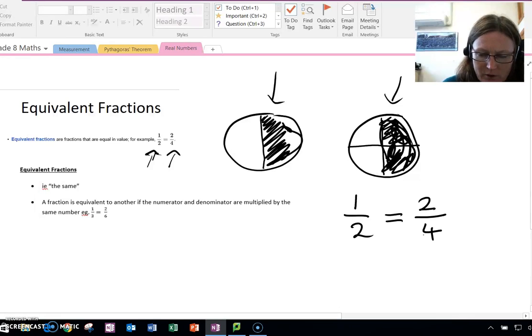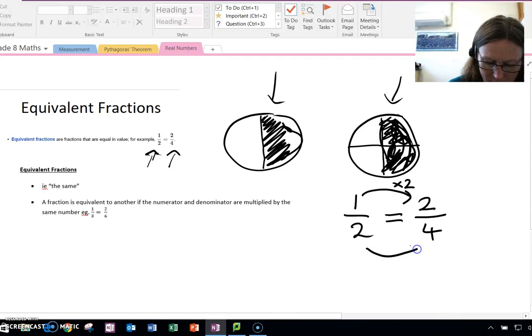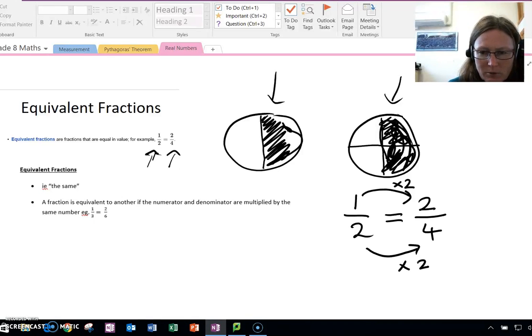Let's look at how we can do this. With this 1, if I times it by 2, I get to 2. To make a fraction equivalent, if I times the top by 2, I also times the bottom by 2. So equivalent fractions are the same, and you multiply the numerator and denominator by the same number.